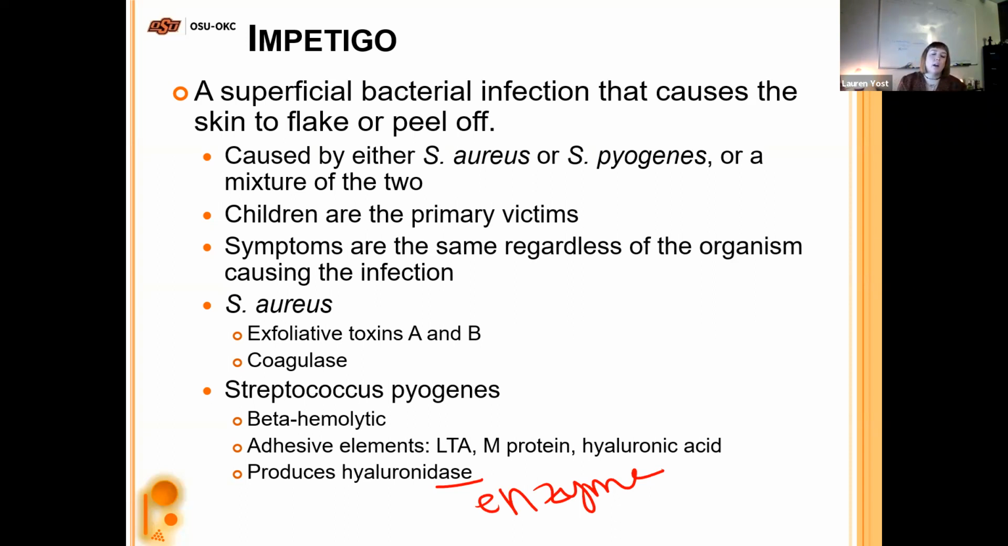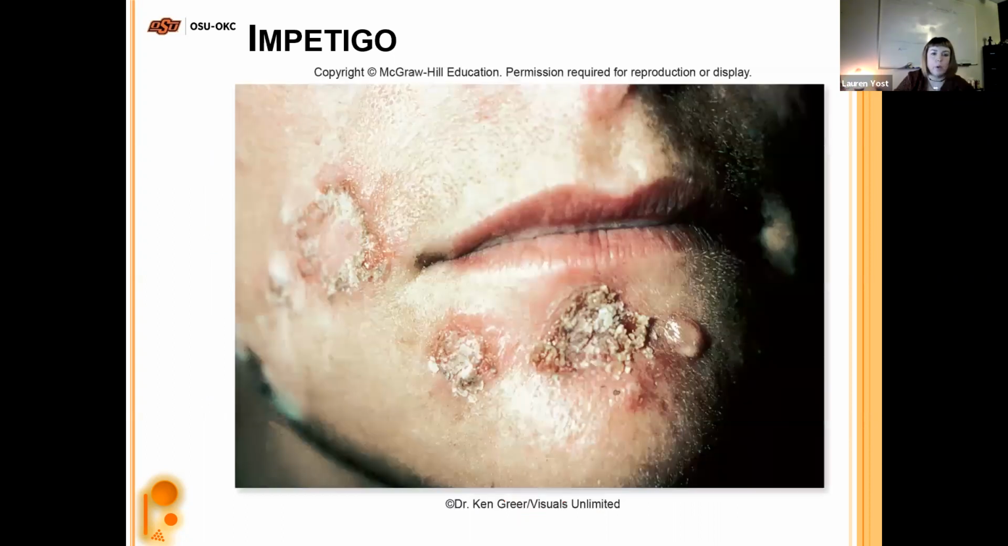So what do you think hyaluronidase does? It's an enzyme that breaks down hyaluronic acid. And hyaluronic acid is extremely important in our extracellular matrix, keeping our cells together and stuck to one another and staying in whatever organ they might be making up, given whatever system you're in. So that's how it allows itself to sneak into things. This is just a picture depicting impetigo infection.